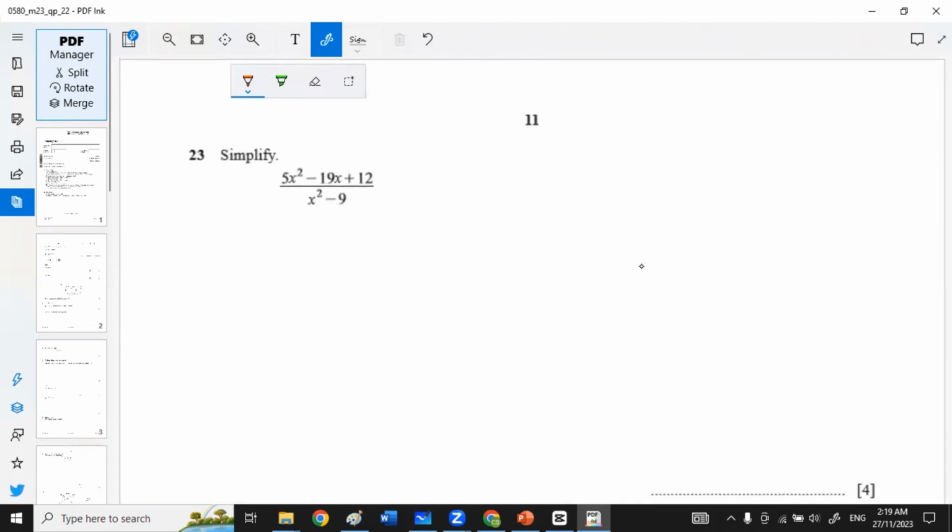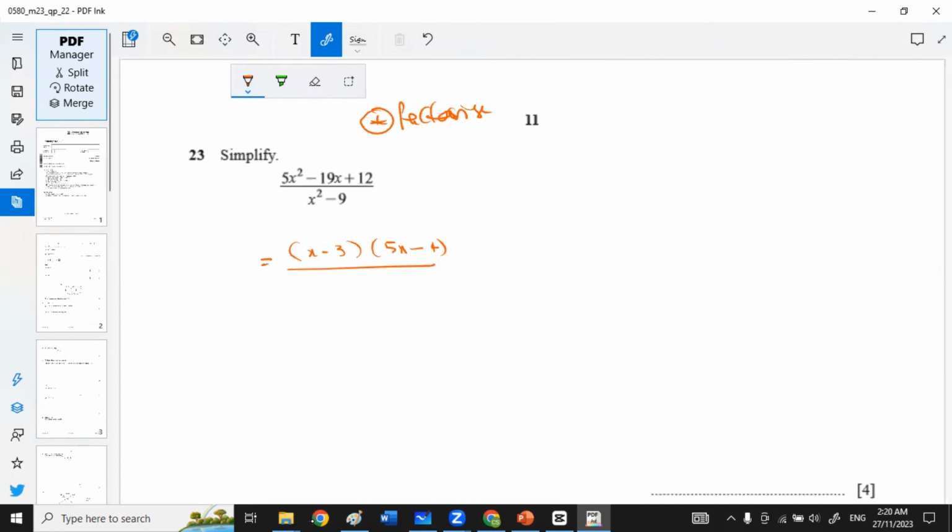Simplify. Okay, this is in a single fraction. If you want to simplify a single fraction, then you must factorize. Okay, so you factorize 5x squared minus 9x. If you can use a calculator, then you will get x minus 3, 5x minus 4.